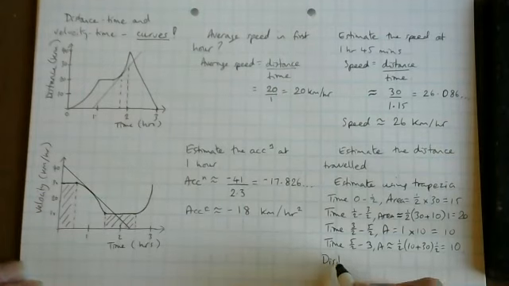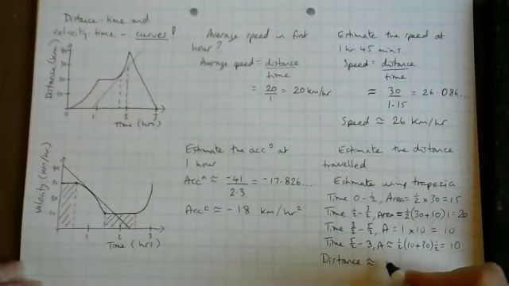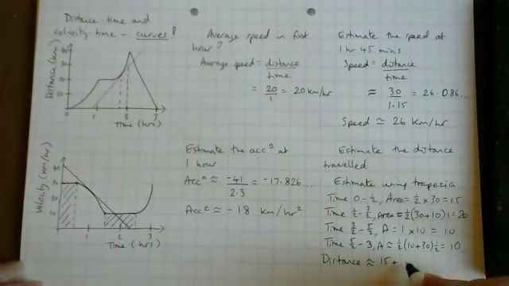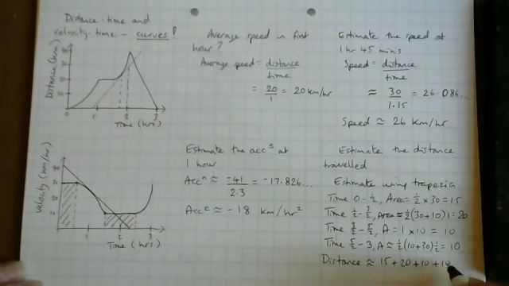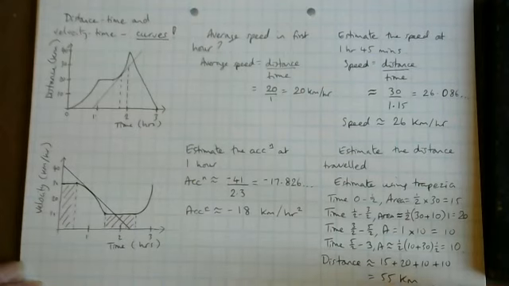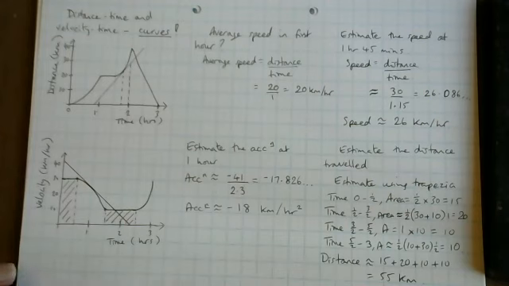Distance is approximately 15 plus 20 plus 10 plus 10, which equals 20, 30, 40, 55, and the units are kilometres. We know that number's wrong. We know it isn't actually 55 kilometres. It's a reasonable estimate. 55 kilometres by breaking it down into rectangle, rectangle, trapezium, trapezium.